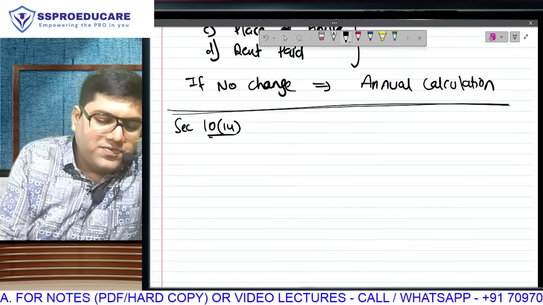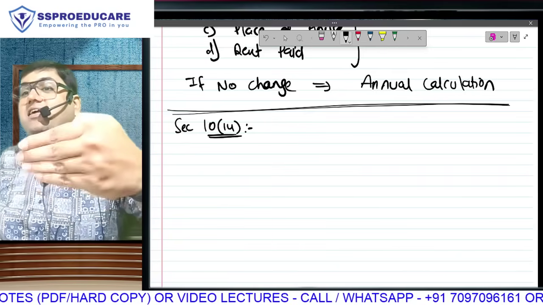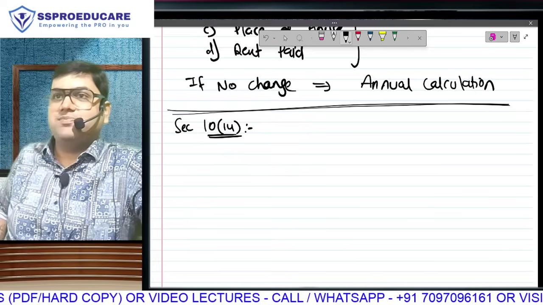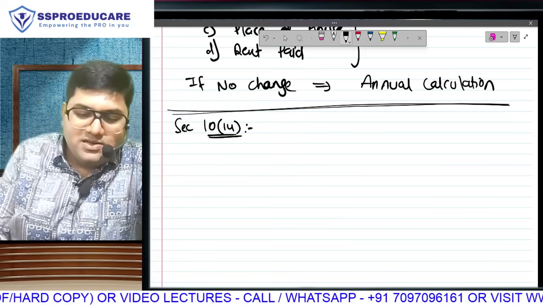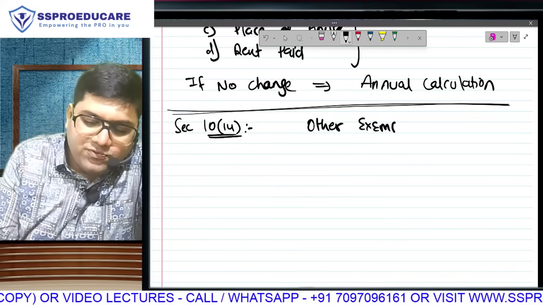Finally, I don't know whether you remember 10(15), 10(16), 10(17), 18, 19, all that we have completed in the exempt income chapter. So in allowances, the last is where they are giving you other exemptions. Finally, we will move to perquisites.